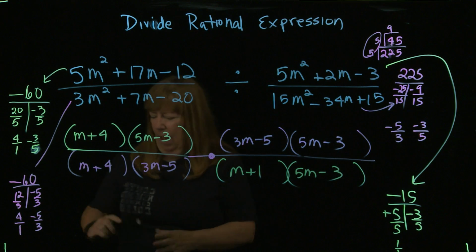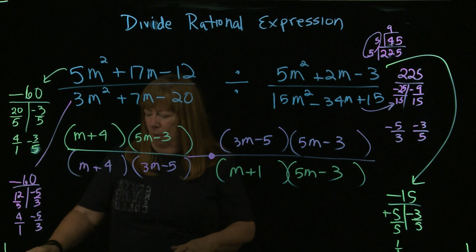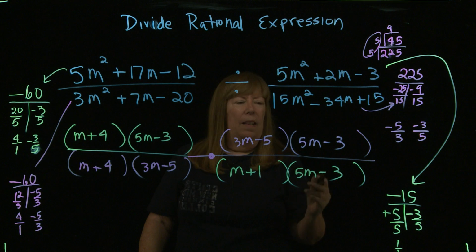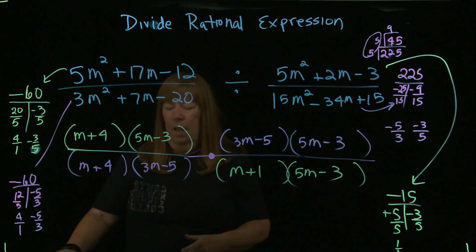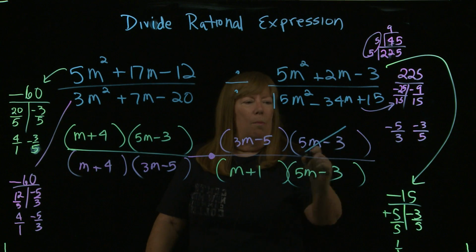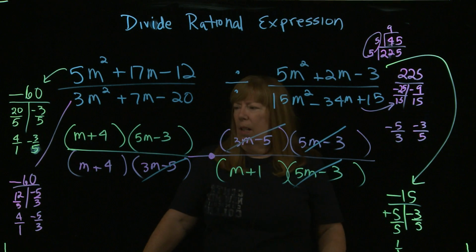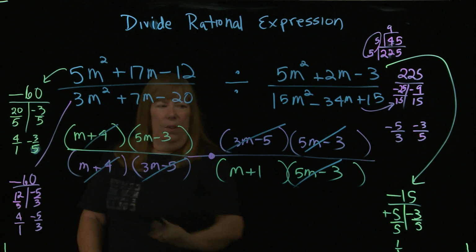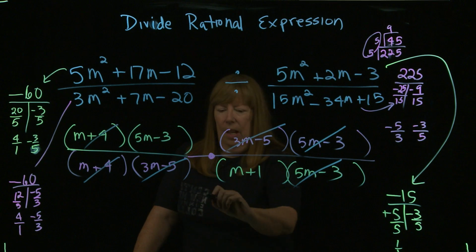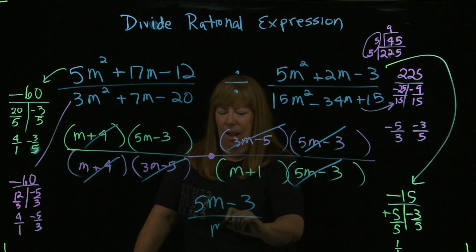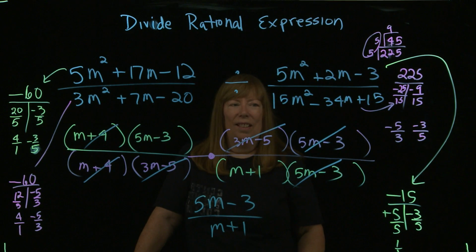Okay, checking everything out. Everything look okay to you? All right, it's a multiply now. We get to slash and burn. Anything over itself is 1. Here's what I see. 5m minus 3, they can go. 3m minus 5, they can go. m plus 4, they can go. And it leaves us 5m minus 3 over m plus 1. Great job.